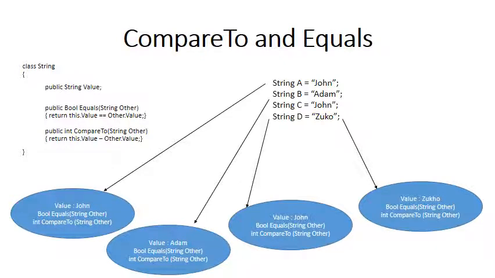Okay, so first let's get a visual image of what the memory diagram looks like for the strings A, B, C and D. Because in the previous slide we said that string is just another class. So A, B, C and D now become objects, and each one of these objects has the values John, Adam, John and Zuko. But very importantly, inside each of these objects you also have the methods equals and compareTo. So just like the other objects that we defined ourselves earlier, the string also has its own public methods. In this case we talk about equals and compareTo.